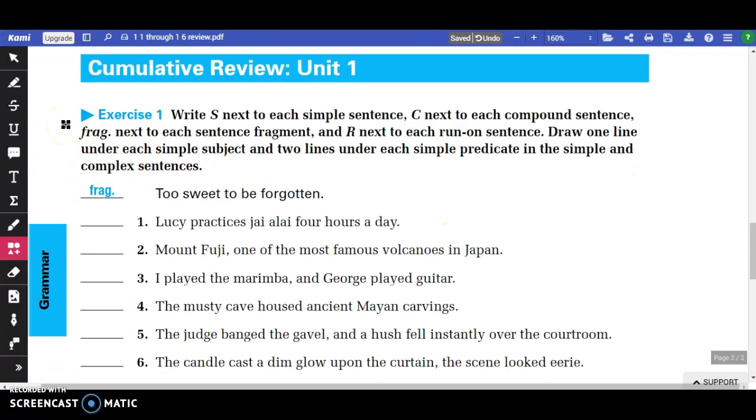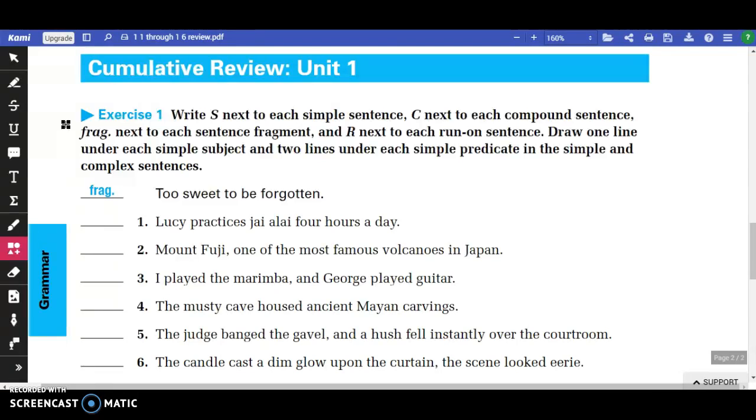On the next page, it says Exercise 1. Write an S next to each simple sentence, C next to each compound sentence, frag next to each sentence fragment, and R next to each run-on sentence. Draw 1 line under each simple subject and 2 lines under each simple predicate in the simple and complex sentences. So there's a lot to do here.